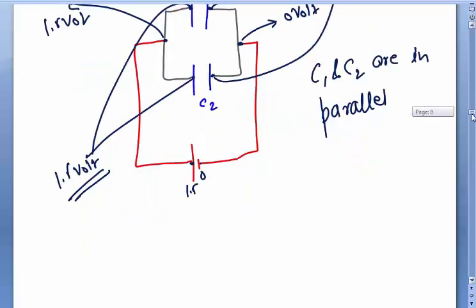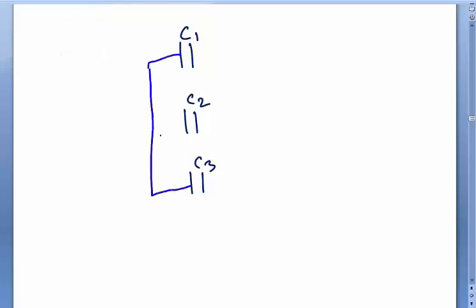Now take another example. Suppose this is C1, this is C2, and this is C3. Now we connect them in this manner.